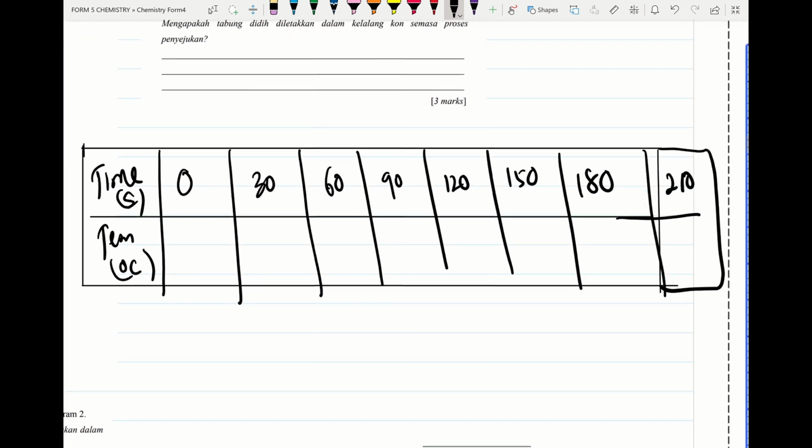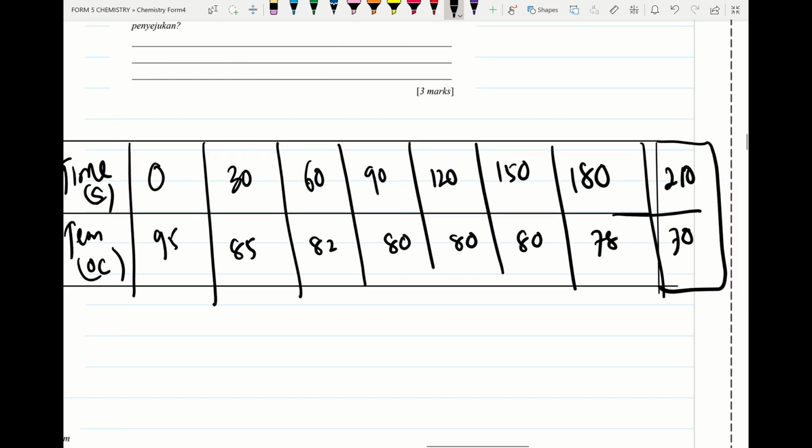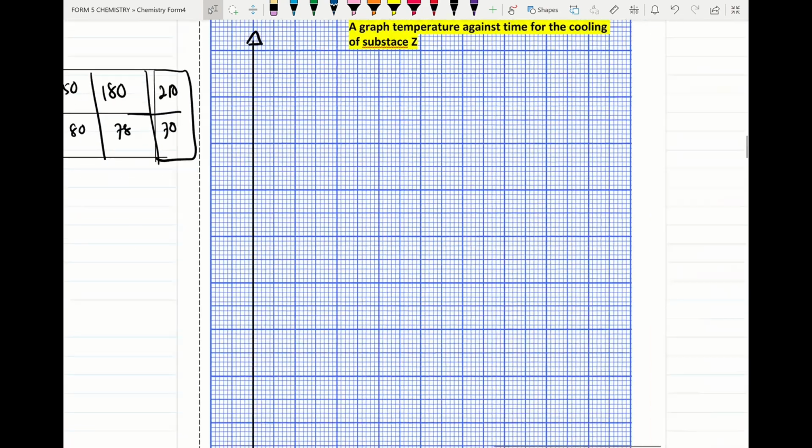Then we try to convert degrees Celsius; 0 will be 95. All right, so 30 will be 85, and this will be 82, 90 will be 80, 120 will be 80, 150 will be 80, 180 will be 78, and 210 will be 70. All right, we try to plot the graph together.